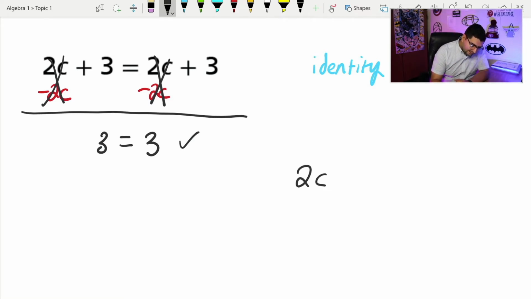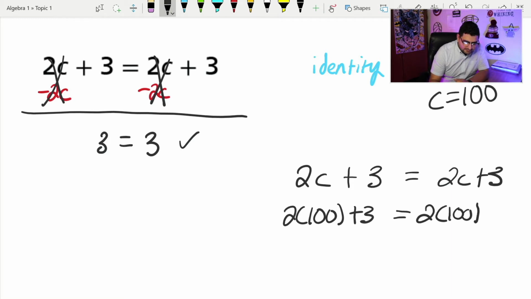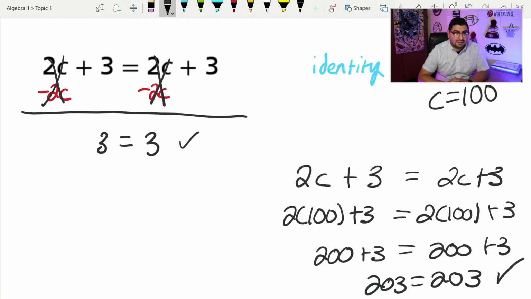So I can test it out. I can say 2c plus 3 equals 2c plus 3, and I can test out, let's say c equals 100. That would just mean I substitute 100 for c, so I can do 2 times 100 plus 3 equals 2 times 100 plus 3. 2 times 100 is 200 plus 3, which equals 200 plus 3. So 203 equals 203. You would see this happen every single time for any value that you plug in for c.